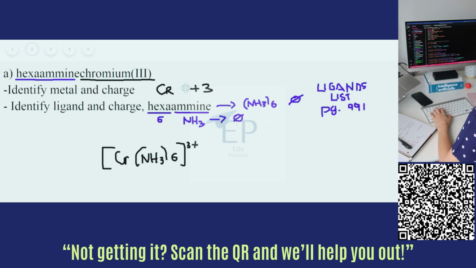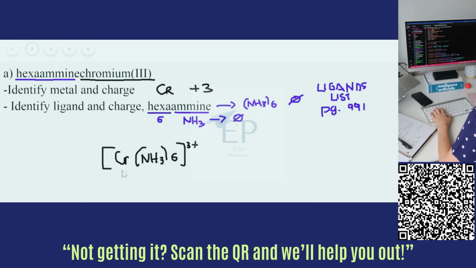Then we identify the ligand and the charge. In this case, the ligand is the hexaammine. Hexa stands for 6 and ammine stands for the ammonia ligand. The ammonia ligand has a charge of 0, so it's neutral. And overall, we have 6 ammonia for a total charge of 0. You have a ligand list in your book at page 991. So now we are ready to write the final formula.